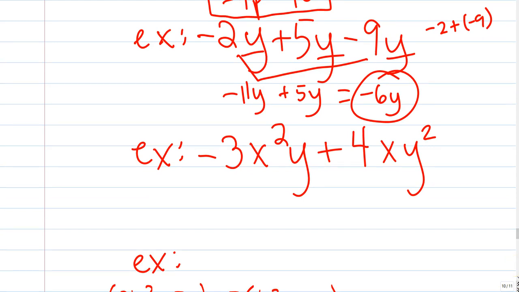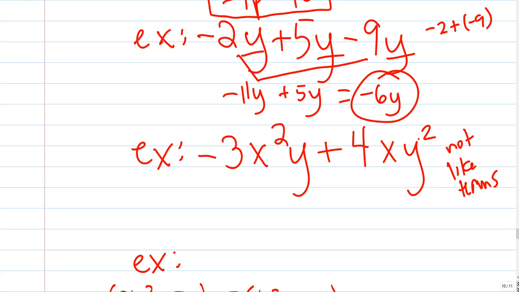Negative 3x squared y plus 4xy squared. It's tempting. People will go, okay, yeah, they both got x's and y's, right? But do they have the same exponents? This x is squared, this x is not, this y is first, this y is second. These are not like terms. Which means what? We cannot combine them.